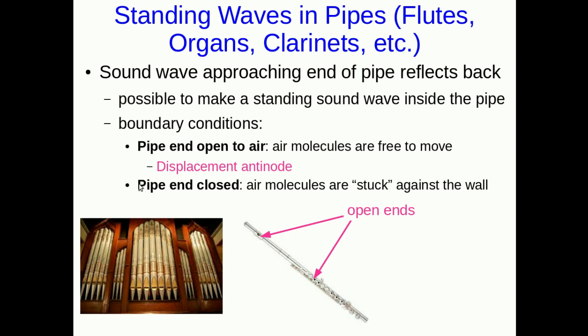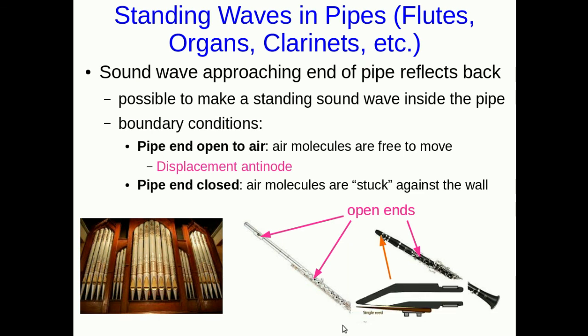In contrast, when you have a closed pipe end, the air molecules are basically stuck against the wall. They can't move, they're fixed. So in a clarinet, for example, while the first open finger hole would be an open end, sort of surprisingly, the end you blow into is closed. There's a reed that mostly blocks the end, and it behaves as a closed end. And so, like any place where things are fixed, this will be a node.